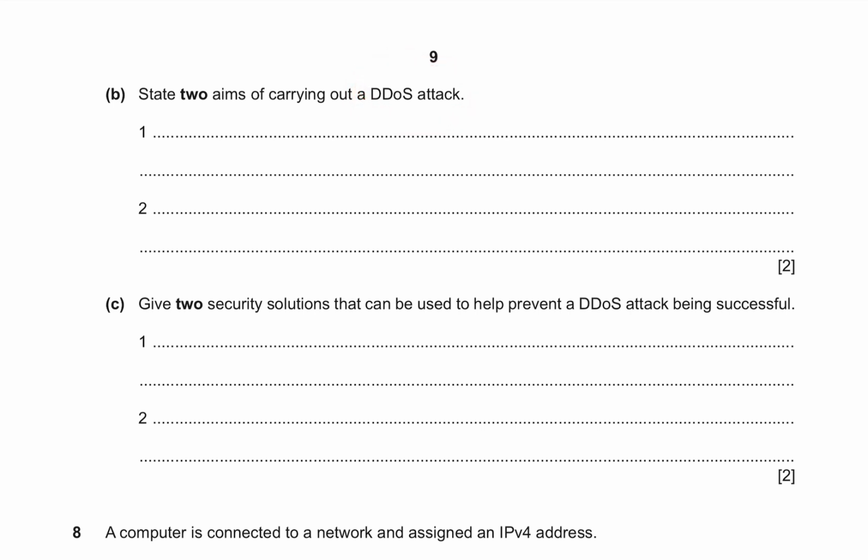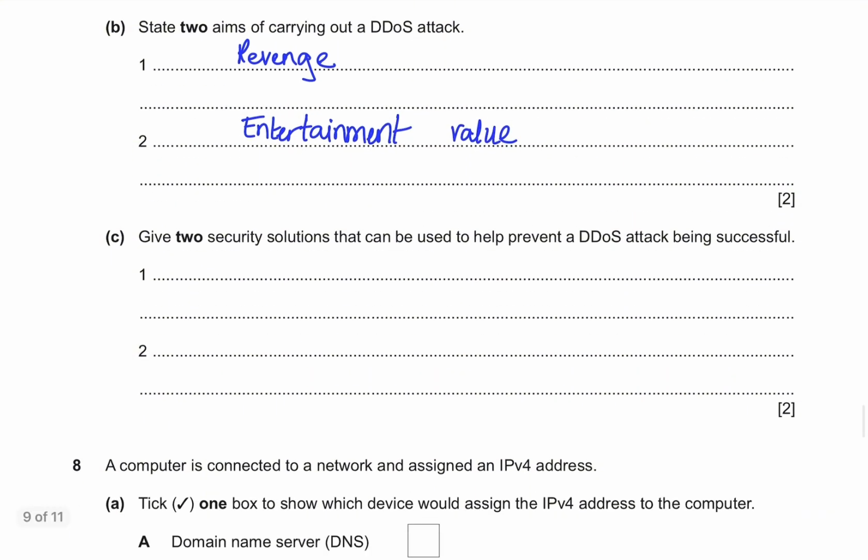Two aims of carrying out a DDoS attack are revenge, and entertainment value. Give two security solutions that can be used to prevent a DDoS attack being successful.